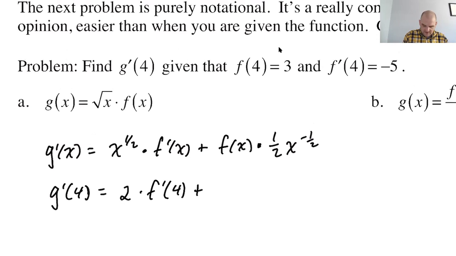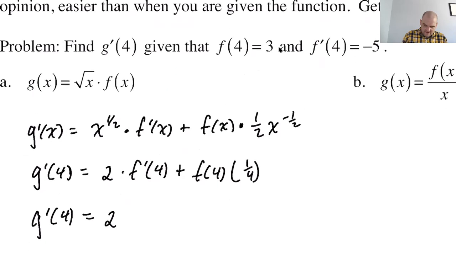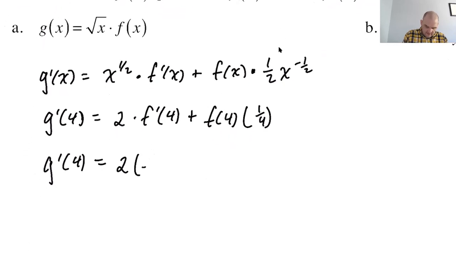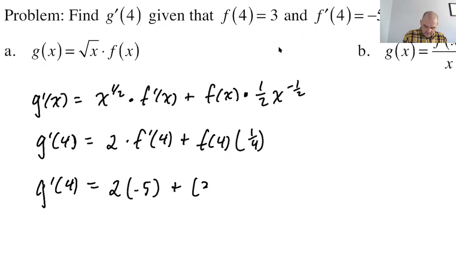I'm a big fan of showing this step. If you recall from when we were doing table stuff, I like to show this so that I can then go back and find my mistakes, which is why I always do it. And then 1/2 times 1/2 is 1/4. Okay, and then g prime of 4 is 2, f prime of 4 is negative 5. So negative 5 plus f of 4, which is 3, times 1/4.